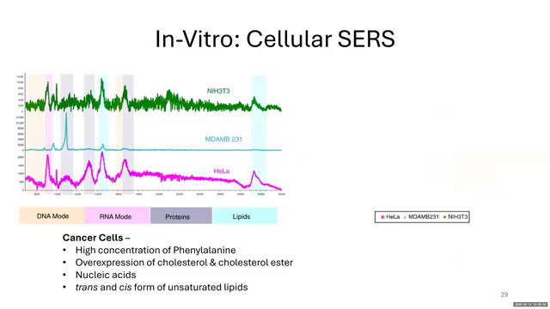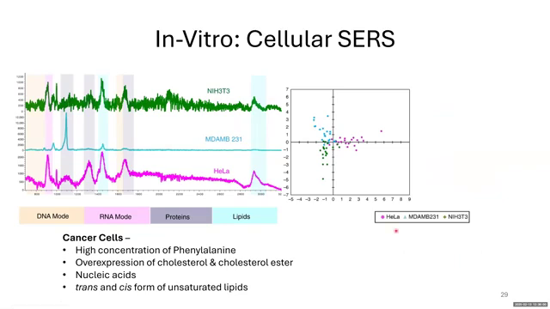So this green spectra belongs to a non-cancer cell line. This blue and pink spectra belong to cancer cell lines. The blue spectra is for a triple negative breast cancer. The pink spectra is for cervical cancer. And if you look at this principal component analysis, you see 3 different clusters. That means we are not only detecting presence of cancer, we can also tell you what type of cancer you have. So that is very much possible using machine learning.